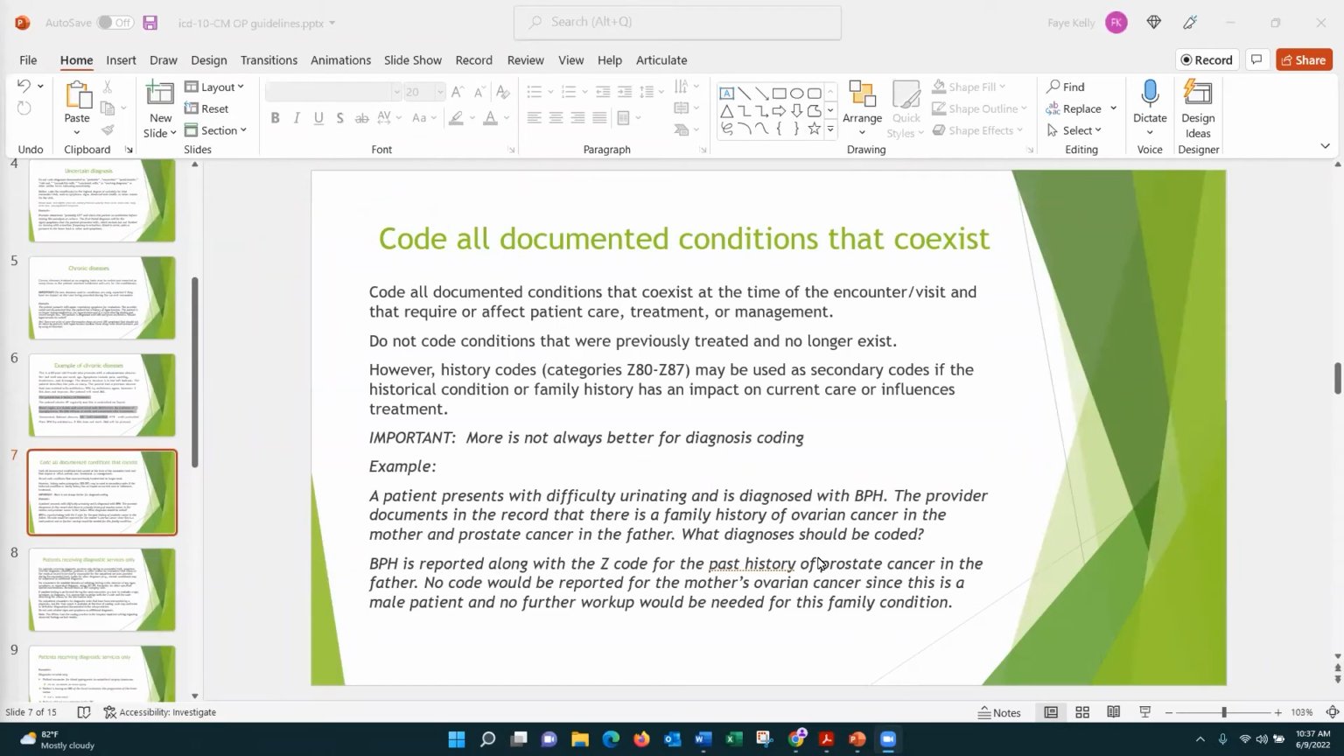Right, so here I've already put our answer here. BPH is reported along with a Z code for the past history of prostate cancer in the father. No code is going to be reported for the mother's ovarian cancer because this is a male patient, and the fact that the mother had ovarian cancer is not significant for his condition. Does that make sense? Yes, it does.